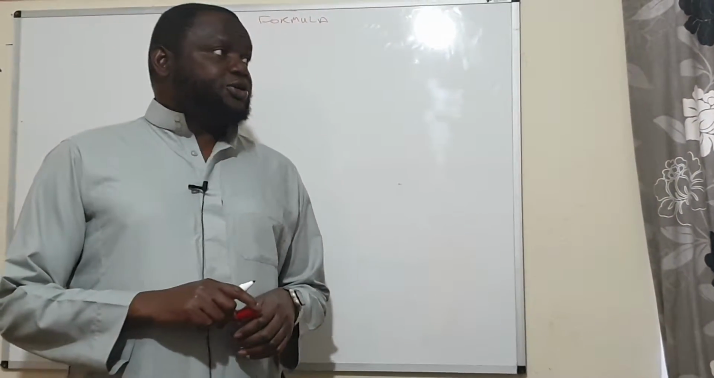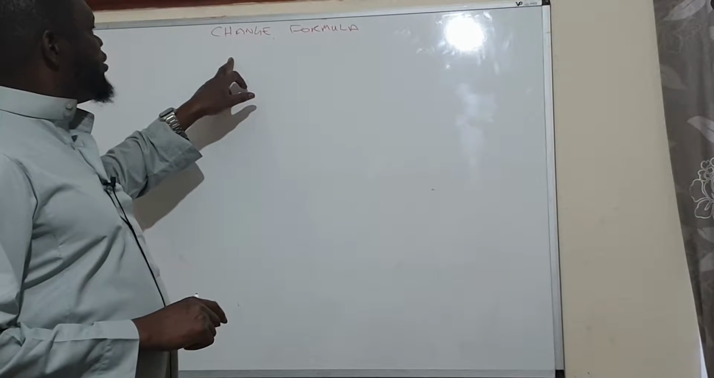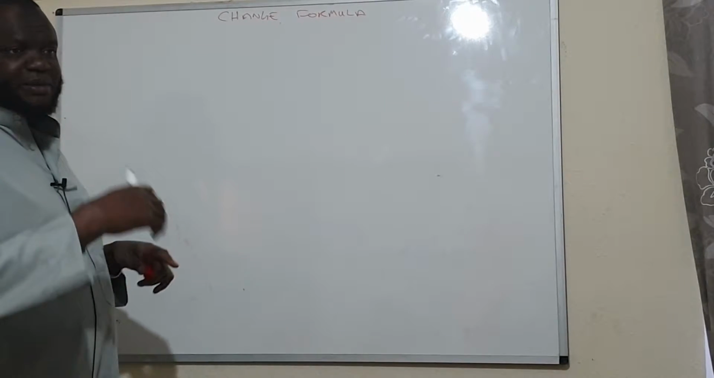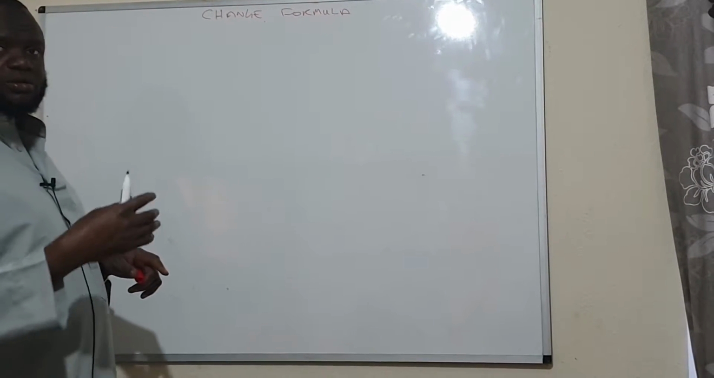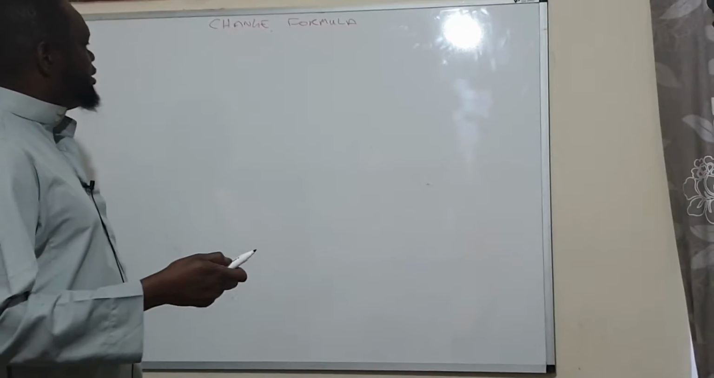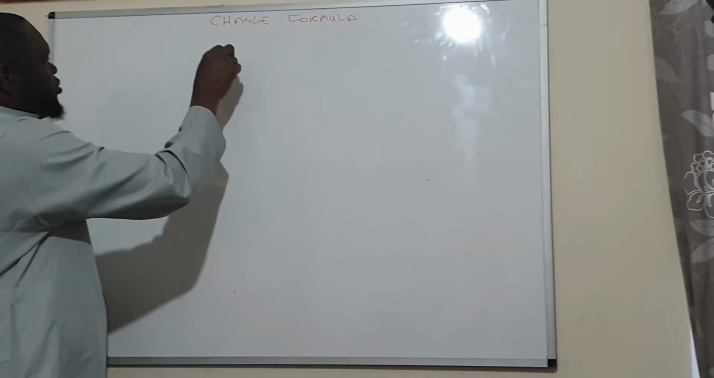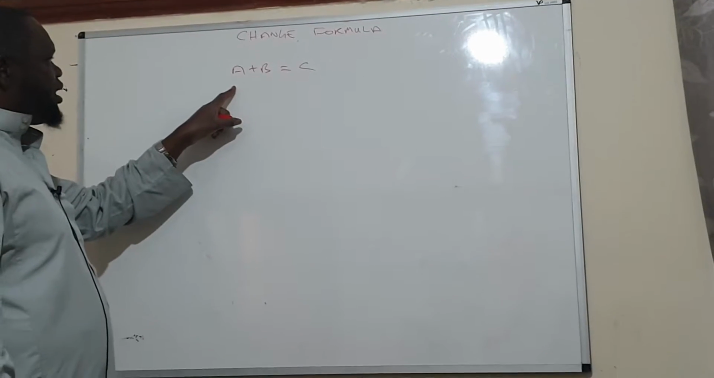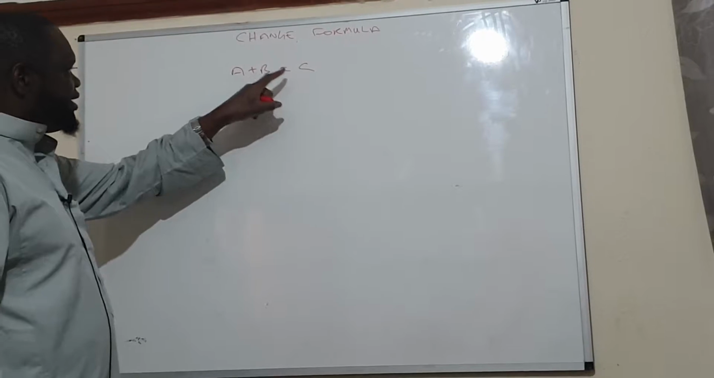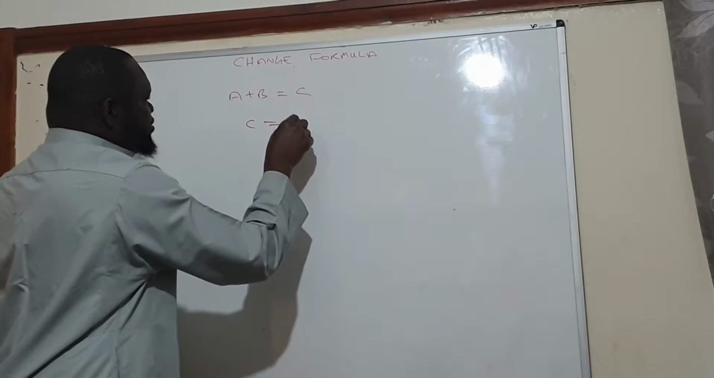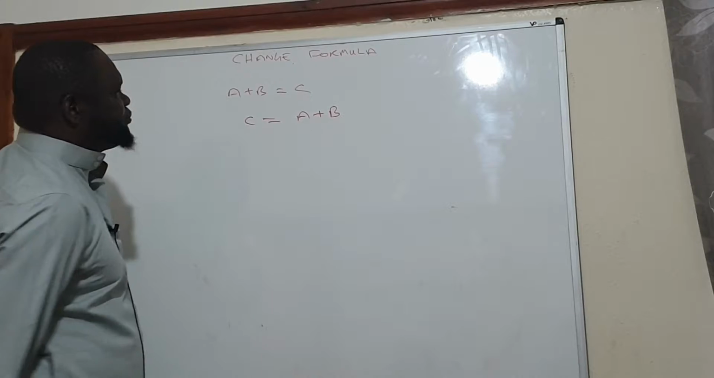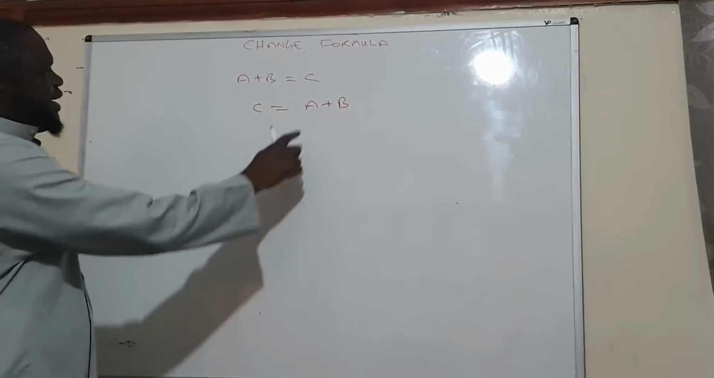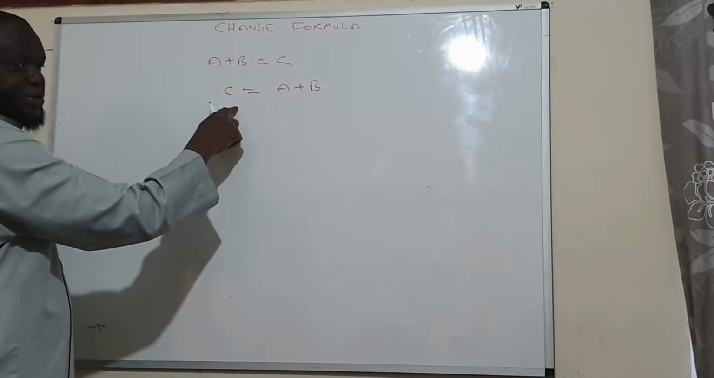The topic we are doing is change of formula. That means if we have a formula, we can rearrange it by making one letter the subject of the formula. An example is if we say A plus B is equal to C. Now we can make A the subject, or we can make B the subject, because this tells us that in another way C is equal to A plus B. It's the same, just arranged another way. But we can make A the subject so that we have A is equal to, or B the subject.